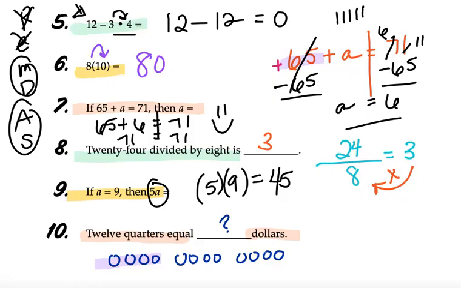So that's my first set of quarters. That's my first 4. That would be $1. My next 4 would be another $1. And then my final 4 would be another $1. So 12 quarters is equal to $3. Once again, 4 quarters makes up $1. So if you have 12, you will have $3.